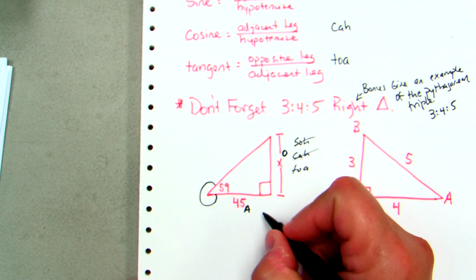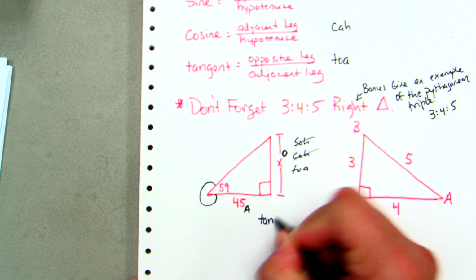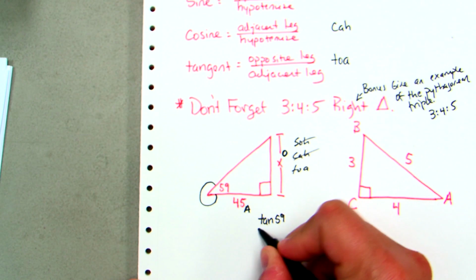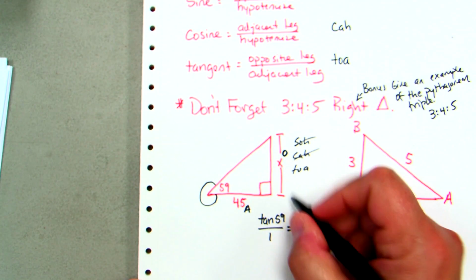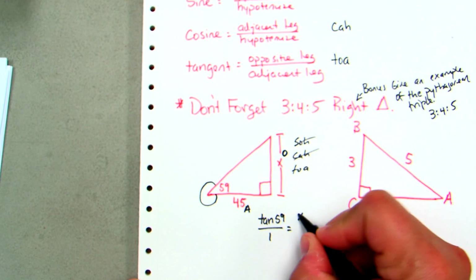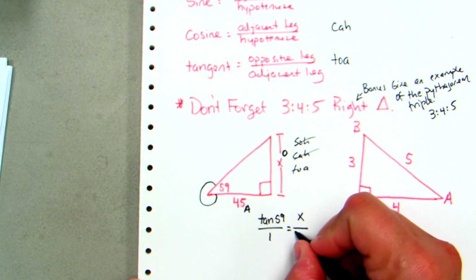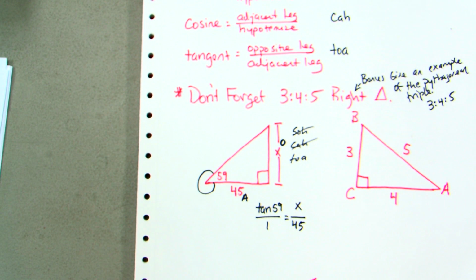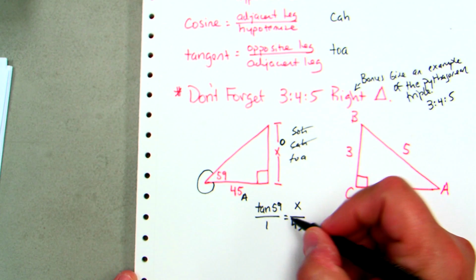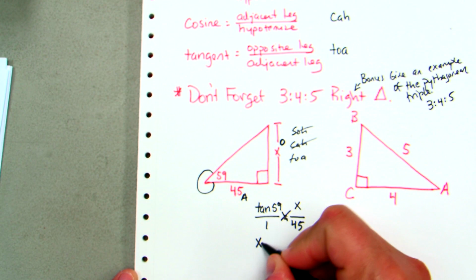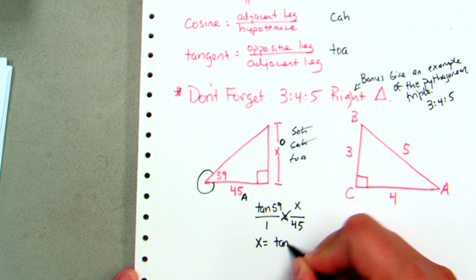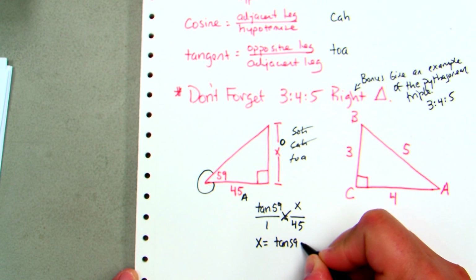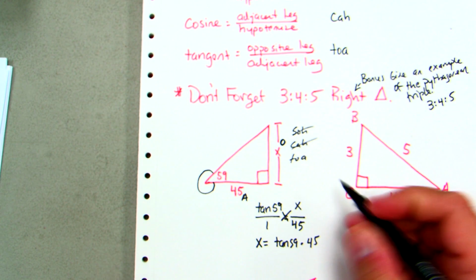So the way I set that up is I just simply say tangent of 59 degrees, put that over 1, is equal to opposite of that, which is x, over 45. Now, you'll recall that if x is in the numerator, all we're going to do is simply multiply. If x is in the denominator, think denominator, you have to divide. Denominator, divide. So in this one, we cross multiply. We get x is equal to the tangent of a 59 degree angle times 45.